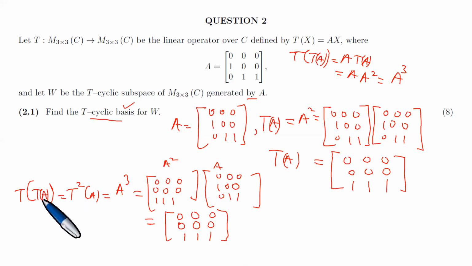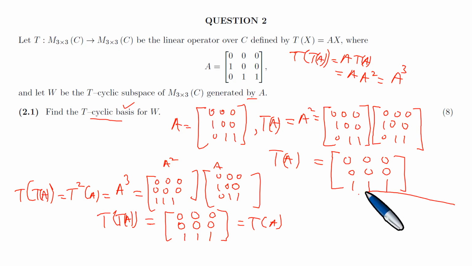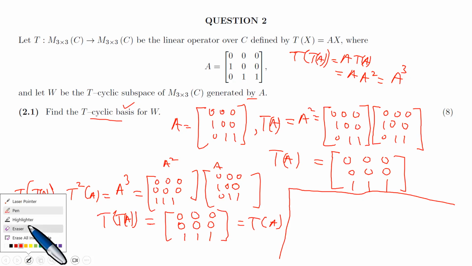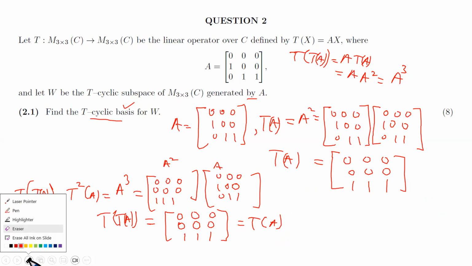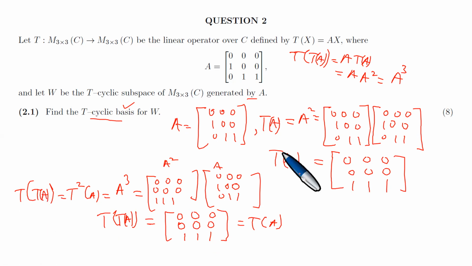So T of TA is this one, and this is exactly the same as TA. This is a very important observation. It means T of TA is the same as TA. This is an important step, because if this happens, we get this. So what do we do with this? We take this and we use this.